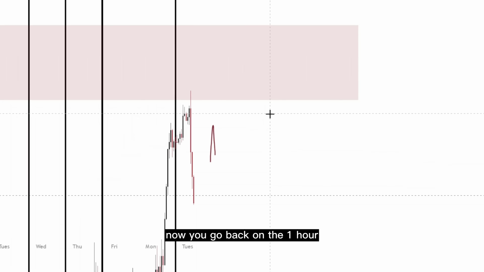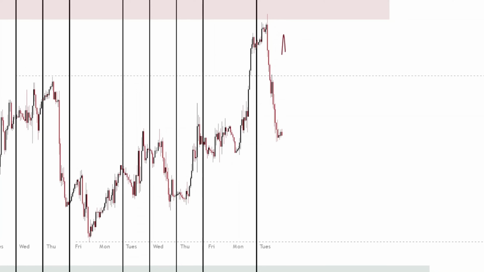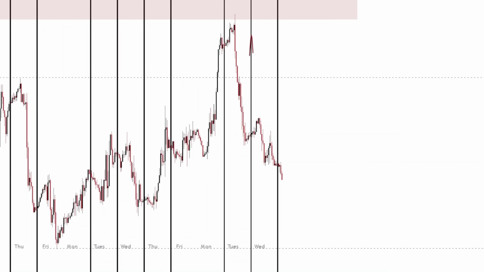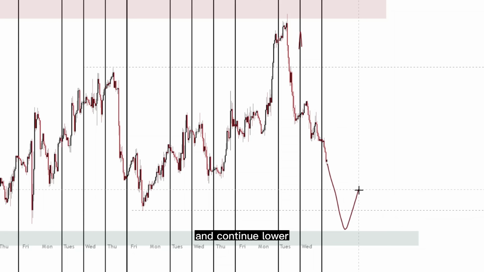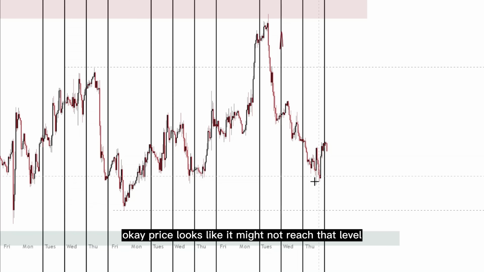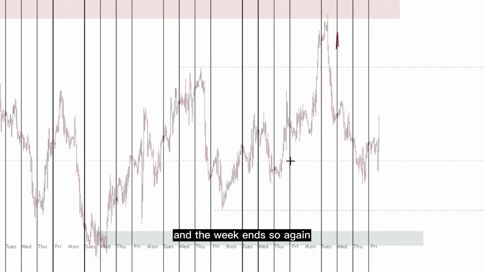Now you go back on the 1 hour. And again, now it's Thursday. So what are we looking for? Now we're looking for price to take this level here and continue lower. Okay, price looks like it might not reach that level because a reaction already occurred, and the week ends.